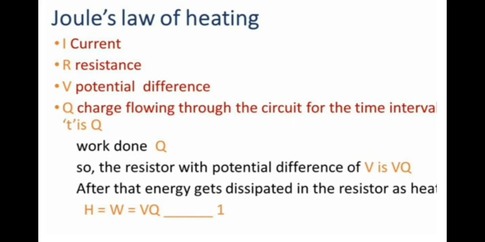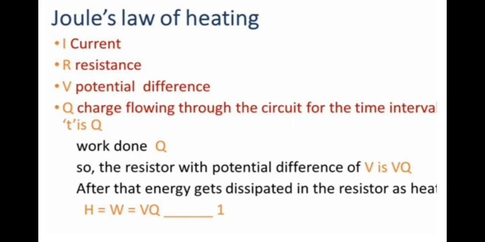Let I be the current flowing through a resistor of resistance R. V be the potential difference across the resistor. The charge flowing through the circuit for a time interval t is Q. The work done in moving the charge Q across the ends of the resistor with the potential difference of V is VQ. This energy spent by the source gets dissipated in the resistor as heat.